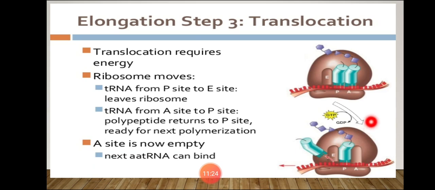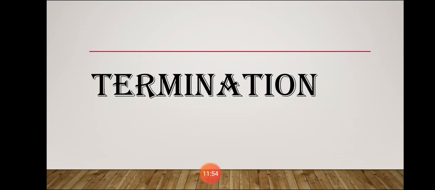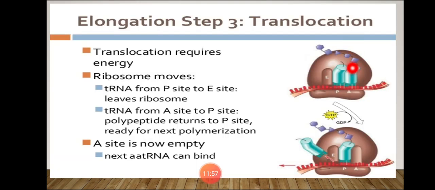Now the A site is empty. When the tRNA from the P site, what is going to happen? The empty tRNA is going to move to the E site and it will exit from the E site. So the tRNA moves from the A site to the P site, the polypeptide is at the P site and ready for the next polymerization. The A site is now empty, and the next aminoacyl tRNA can bind at the A site. So this process goes on repeating. It enters at the A site, the chain is formed, and the empty tRNA moves to the E site and exits.